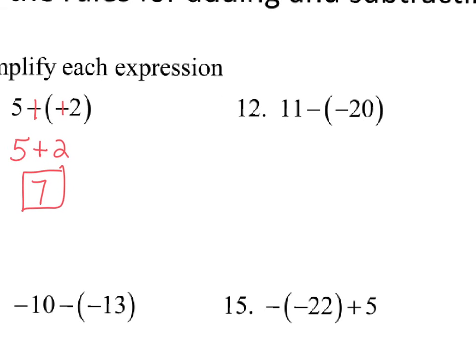Number 12, same process. You will change the number inside of the parentheses to a positive. Double check you have a double negative. So you bring down the 11. The number inside becomes positive 20. And you just add.